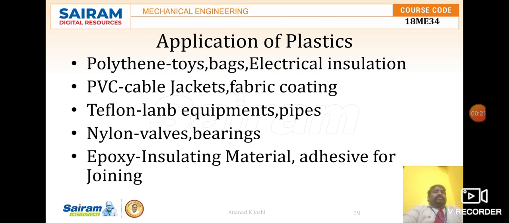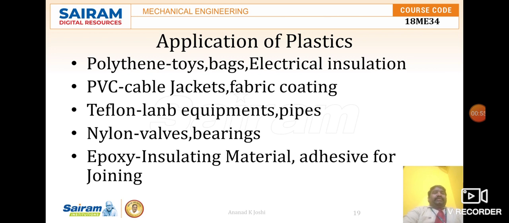Plastics have a wide variety of applications. For example, we have categorized them based on thermoplastics and thermosettings. Considering polyethylene, it is useful for plastic covers, bags, packing film, toys, flexible bottles, containers, electrical insulation, moisture proofing, etc.